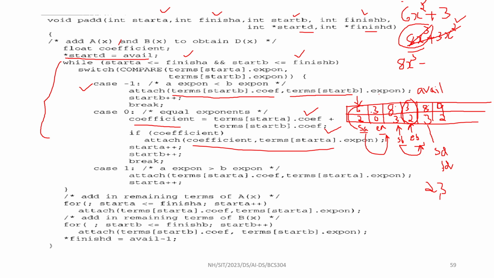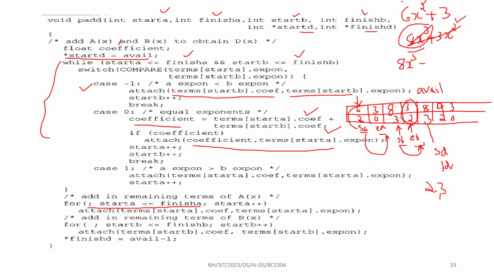Remaining term, right now we are here. You have to move till the finishing part. This is the line that will take you to the end of that one. Extract each and every term of A or B. In this case it is A. Attach terms, coefficient part in that, that is 3, exponent part in that, that is 0. You attach it. The answer will be 3, 0.